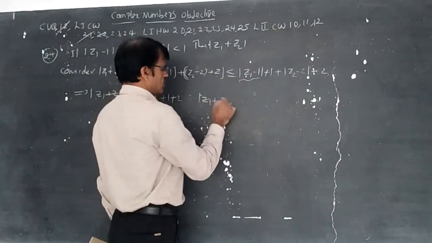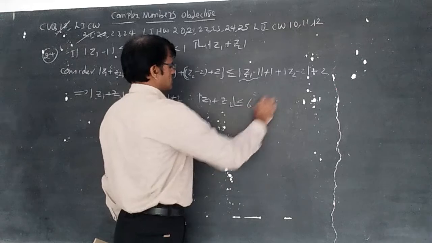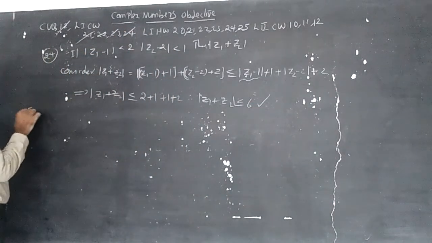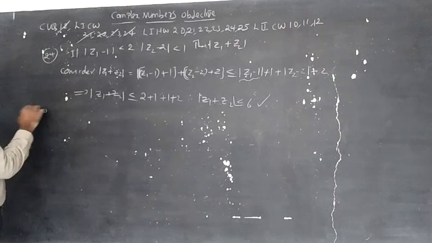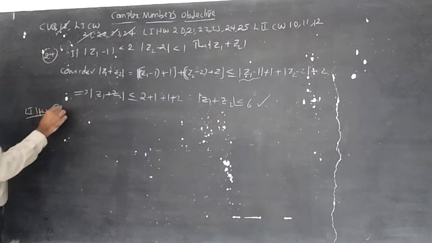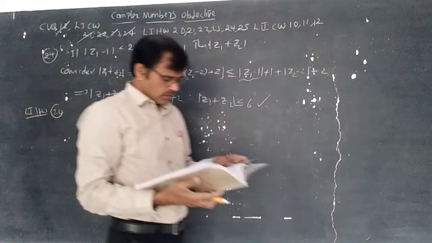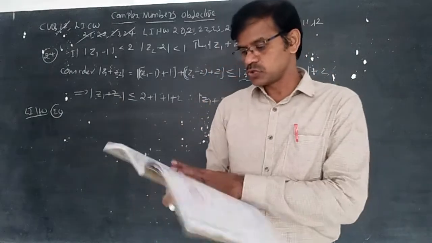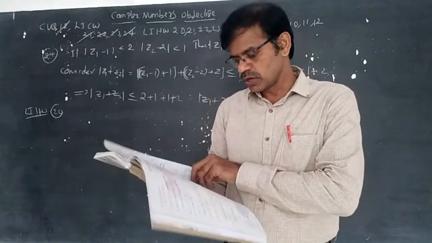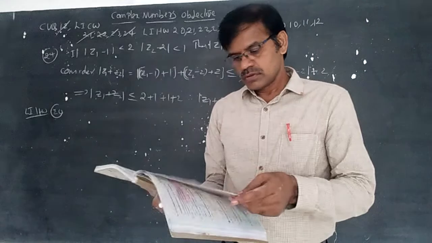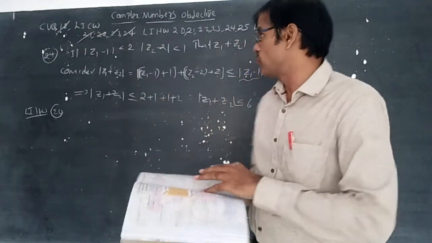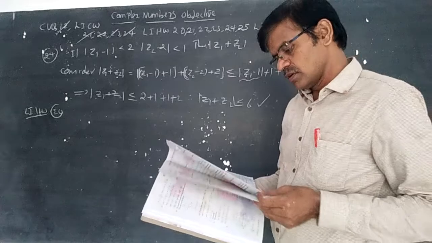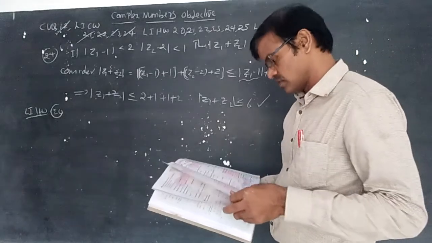Modulus of z1 plus z2 less than or equal to 6. Now level 1 homework. Level 1 homework 20 depends upon the critical points concept. I am going to discuss it with you according to the model. The sums are level 1 homework 20, 21, 22, 23 until 25.